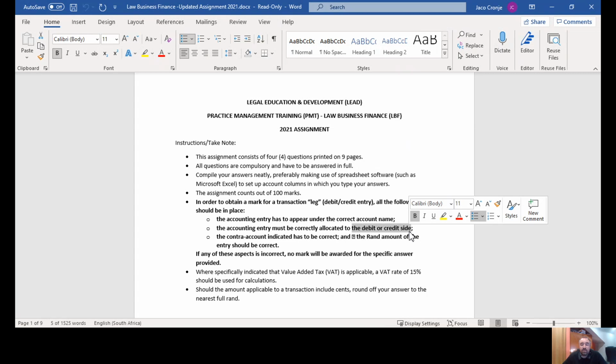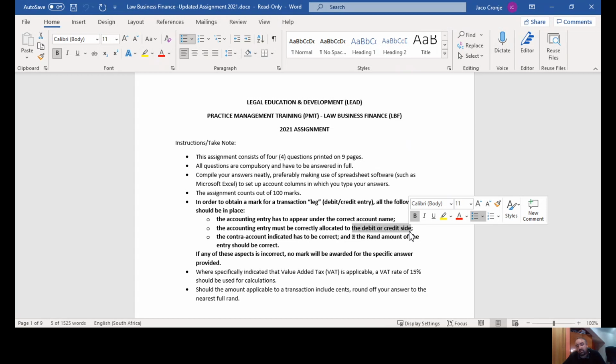So remember what I said in the training example that we did. You have to write in your description the name of the account where you are posting the entry to. So you can add a description or whatever. There's absolutely no marks for that. The only marks will be to correctly write the name of the account that you are posting the transaction to.